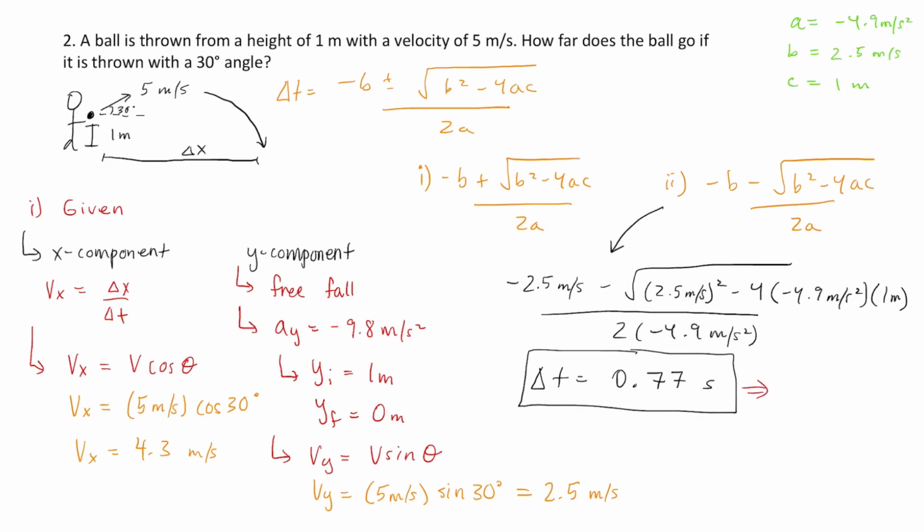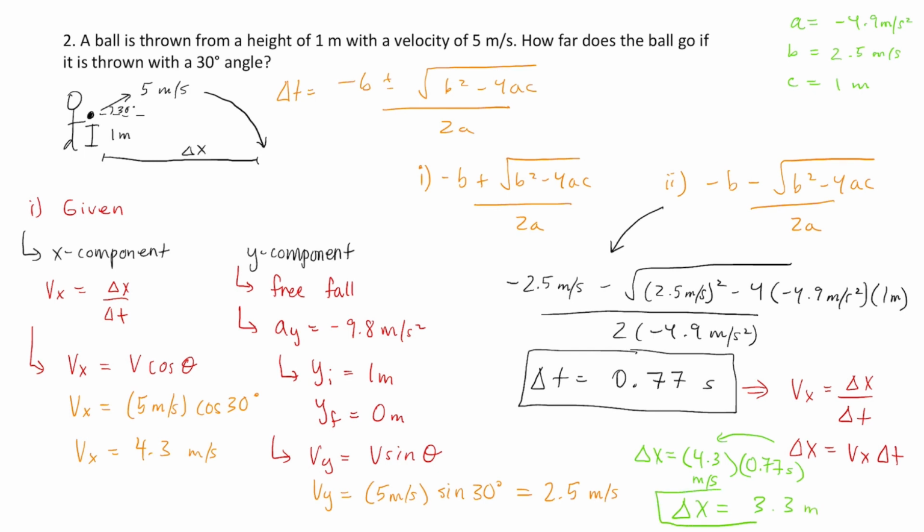But remember, we're solving for delta x. So what we need to do is take our uniform motion equation, rearrange it for delta x, and then plug in our values for Vx and delta t. And what we find is that delta x is equal to 3.3 meters. And that's the answer to our second question. Let's move on to our third.